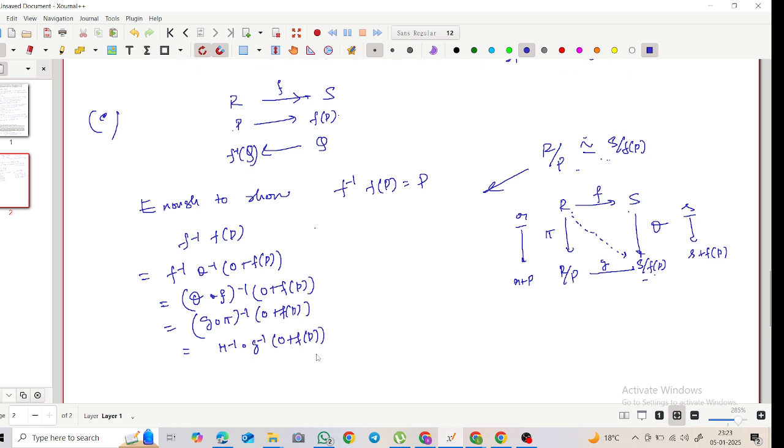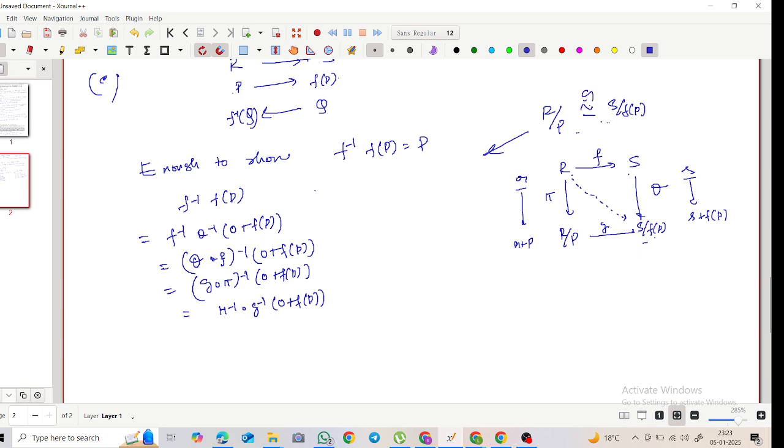Now see, G is the isomorphism, right? G is the isomorphism. So the inverse image of 0 is only 0, right? That is pi inverse P. That is P. Okay. Now it is okay because of the commutativity of the diagram. This is where the isomorphism is used. That G inverse of 0 is only 0 plus P, which is P.